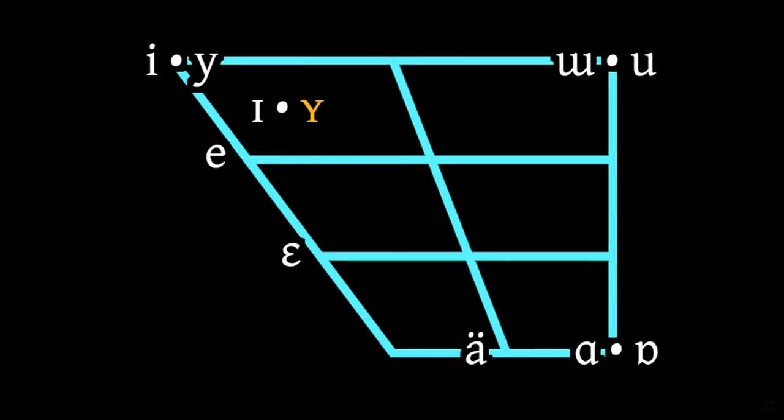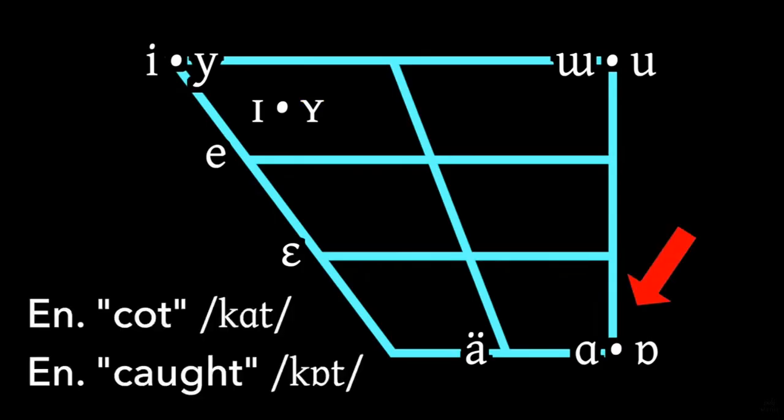As for the two back vowels, which for me are caught and cot, quite a few English speakers have what's called the cot-caught merger, where the rounded version, which is aw, has been unrounded and has merged with a.